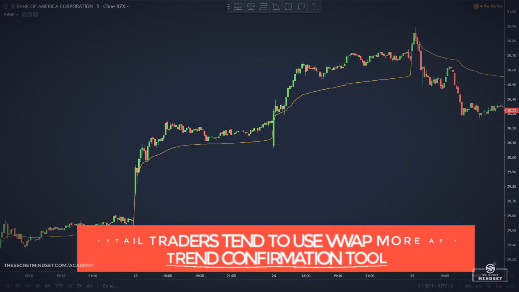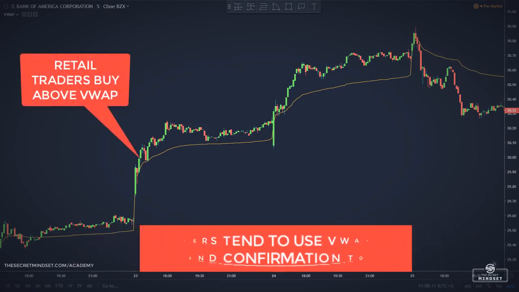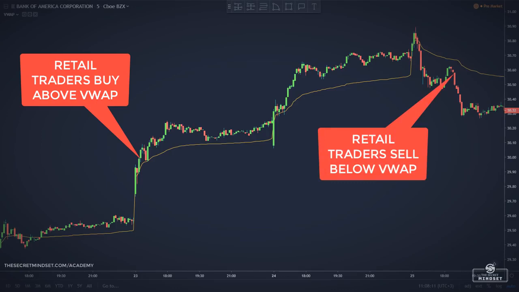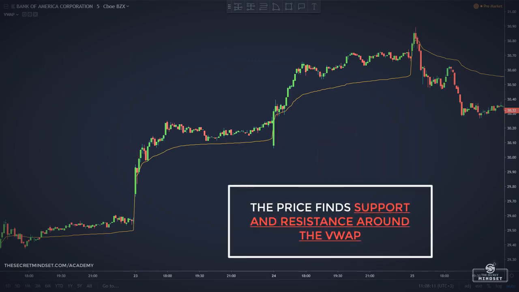Retail traders, on the other hand, tend to use the VWAP more as a trend confirmation tool, similar to a moving average. When the price is above the VWAP, they look only to initiate long positions. When the price is below the VWAP, they only look to initiate short positions. This is why day traders love the VWAP indicator, because more often than not the price finds support and resistance around the VWAP. Knowing that other day traders and algorithms are buying and selling around the VWAP line, a VWAP strategy can help you to find dynamic support and resistance levels in the market.